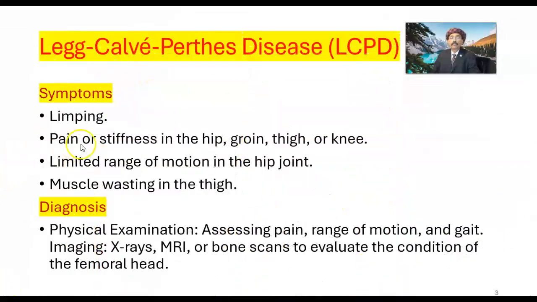Symptoms: limping, pain or stiffness in the hip, groin, thigh or knee, limited range of motion in the hip joint, and muscle wasting in the thigh. Muscle wasting happens because if movement is restricted, then the muscle will gradually atrophy.